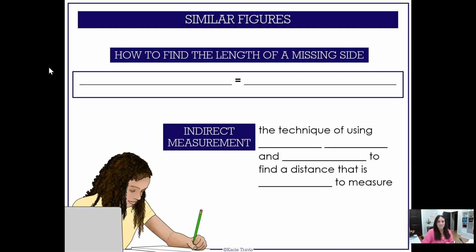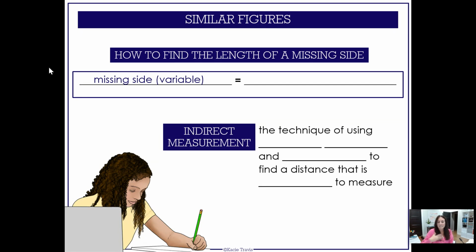Okay, so what if you have polygons where some of your sides are listed and given the lengths of, but some aren't? Well, you can use similar figures to be able to find the lengths of the missing sides. So the proportion that I teach to help my students just know how to be able to find the length of the missing side is that you start with the missing side.